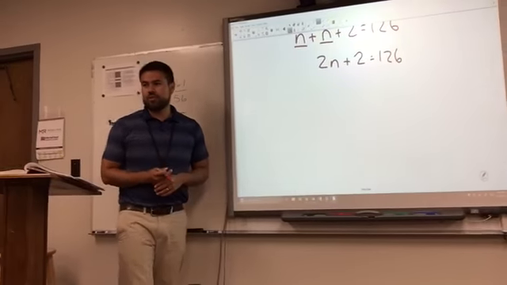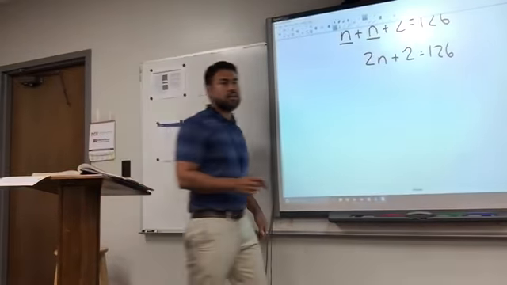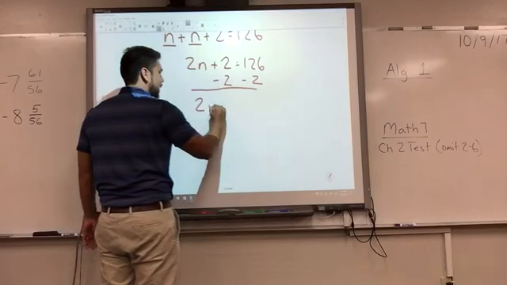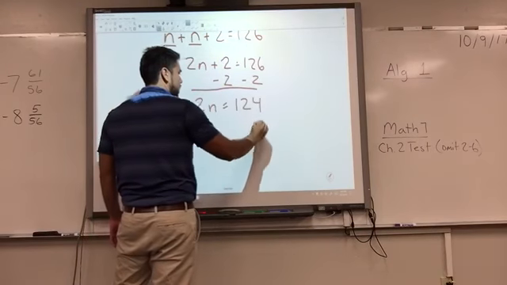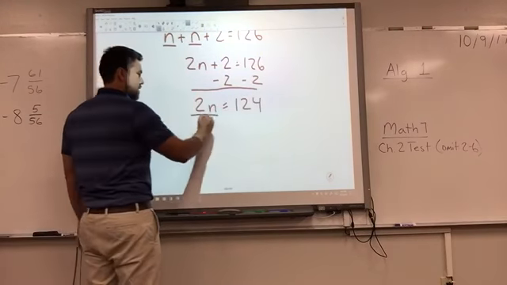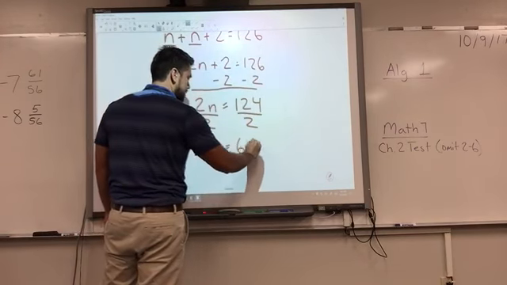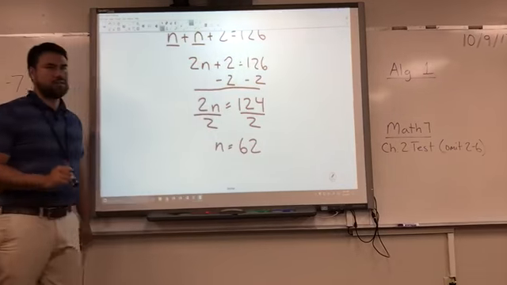Okay, what do I do here first? Subtract 2 from both sides. I'm left with 2n equals 124. Next step, divide by 2. n equals 62. That's my answer.